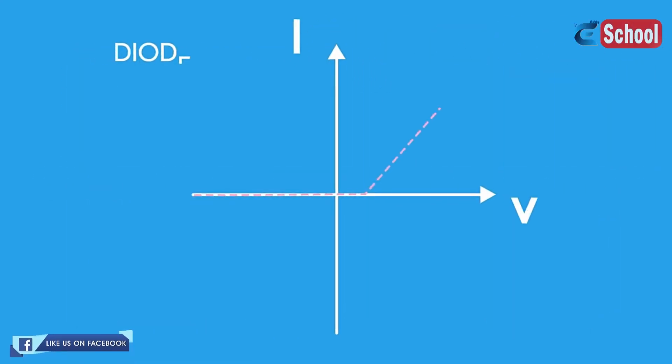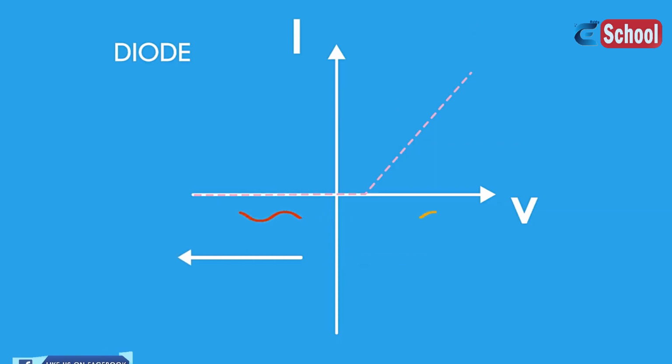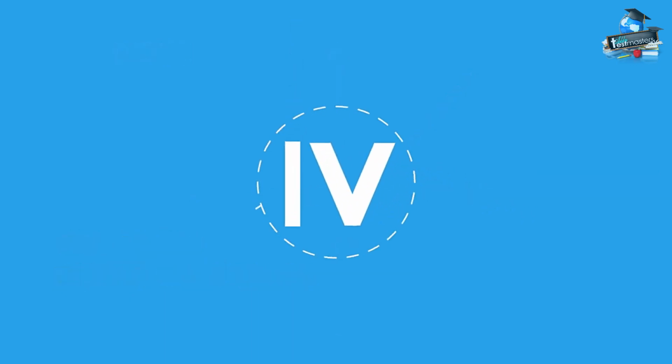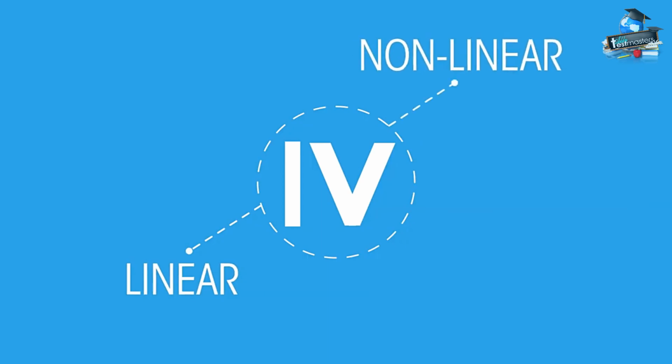Here is an IV graph for a diode. In the positive direction, the line is flat until a certain potential difference is reached, and then a steep diagonal line upwards is seen. In the negative direction, it's a flat line on the x-axis, because no current is flowing, however large you make the voltage. This is a non-linear circuit component. And that is everything you need to know about the IV characteristics of linear and non-linear circuit elements.